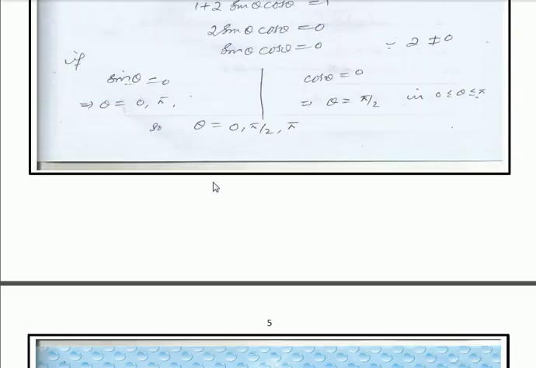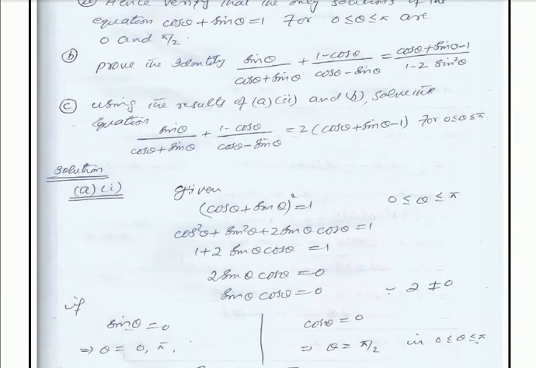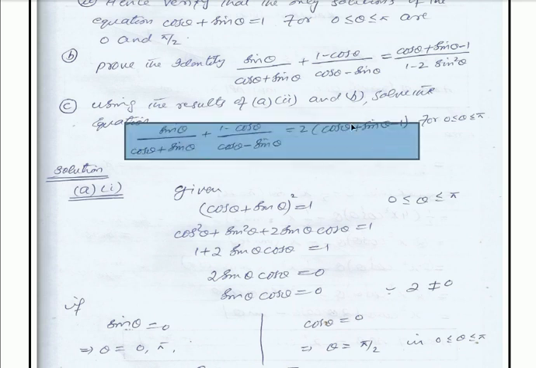For part C, using the result of A second and B, solve the equation sin theta over (cos theta plus sin theta) plus (1 minus cos theta) over (cos theta minus sin theta) equal to 2 into (cos theta plus sin theta minus 1), for the interval 0 less than or equal to theta less than or equal to pi. So we shall solve this equation by using the result from part A second and part B.